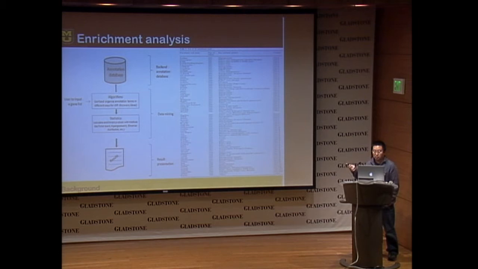The most essential one is functional enrichment analysis. No matter whether you are working on microarray data or RNA-seq data, functional enrichment analysis becomes a very essential step to study the function of those differentially expressed genes. And here are all of those published algorithms for the enrichment analysis. There are at least more than 50 different algorithms.